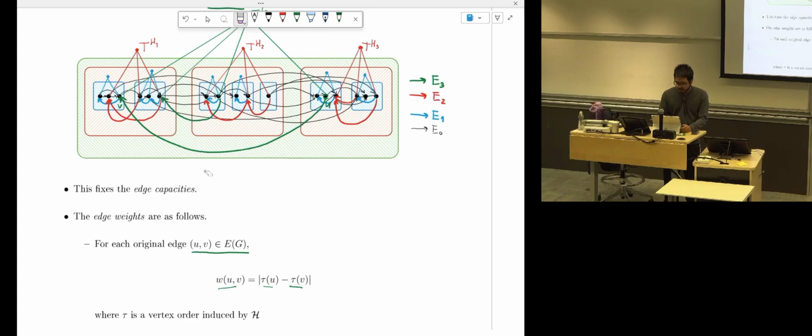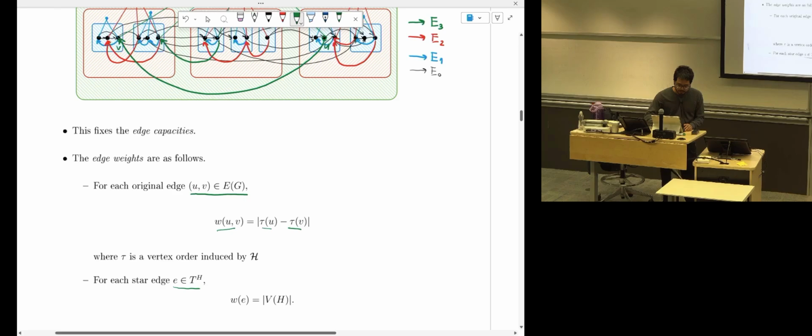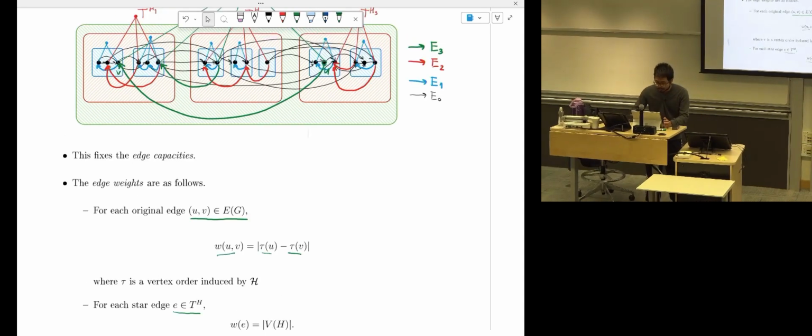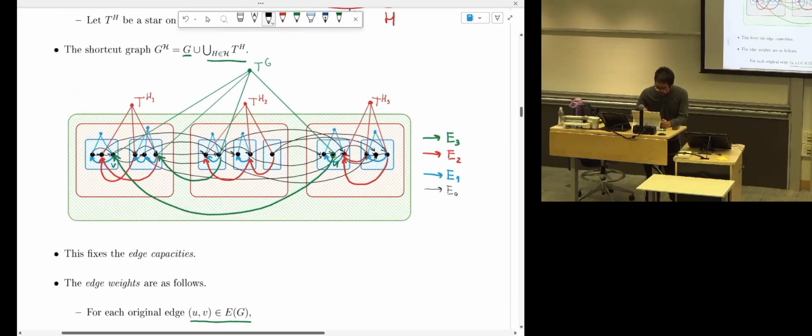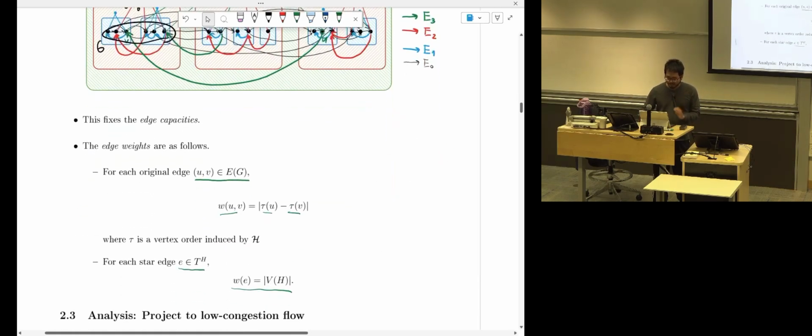And then if it's a star edge, if it's a star for cluster H, then the weight is basically the size of its cluster. For example, this one has 6 nodes, so the weight of every edge here is 6. Okay, that's the construction. Now we analyze it.